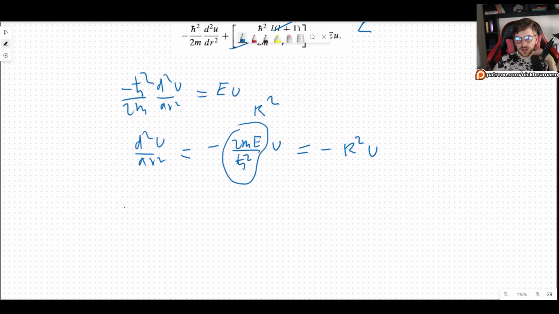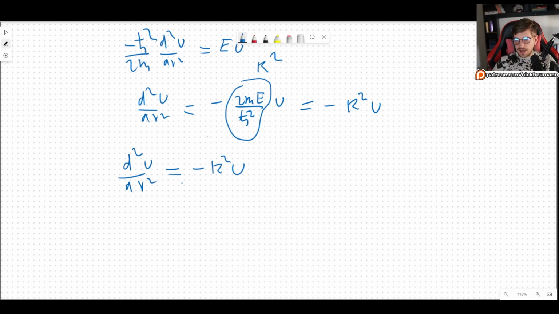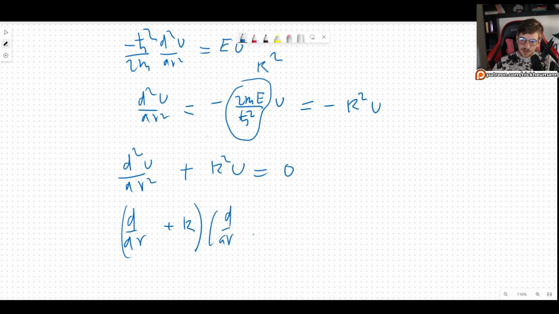We have done it many times before. This gives us the differential equation d squared u dr squared is equal to minus k squared u. Now this is the same differential equation as in the infinite square well, and we have solved it many times. The way I like to solve it is to put everything to one side so that we get plus, and this is equal to 0. Now we just factor this out. So we get d dr plus ik, since it's plus, we need an i, times d dr minus ik, acting on u is equal to 0. I'm simply rewriting; if you multiply through, you get the exact same thing.